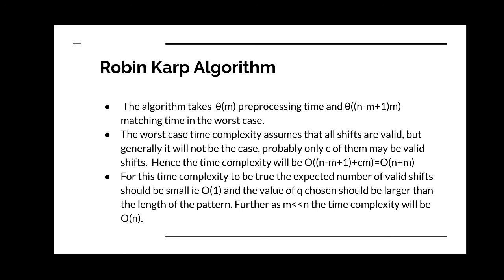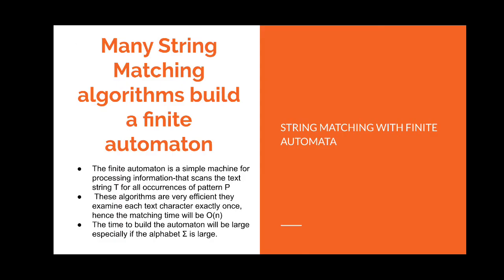We have now discussed two algorithms for string matching. One is the naive string matcher, the second one is the Robin-Karp algorithm. There are other algorithms, such as the finite automata algorithm, which we'll discuss in the next video.